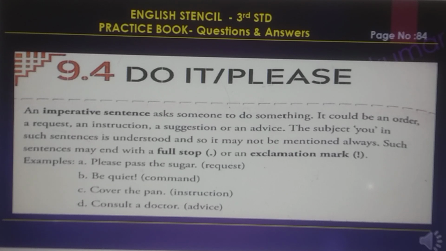Examples: Please pass the sugar. Request. Be quiet. Command. Cover the pan. Instruction. Consult a doctor. Advice.